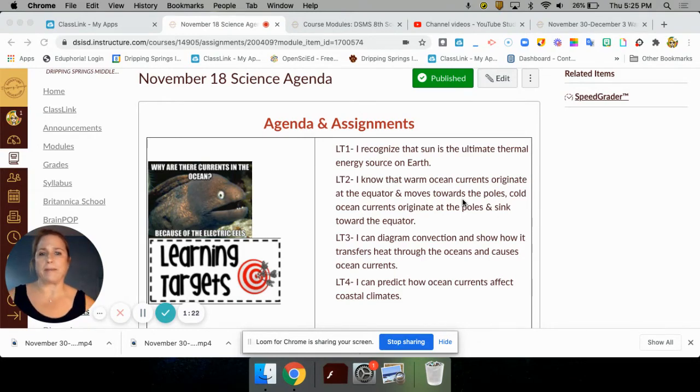We talked about and demonstrated on a globe that warm ocean currents originate at the equator. The water and the air are warmer at the equator because the equator gets direct sunlight. And the further you move north and south of the equator, the less direct the light is and the cooler the air and the water are.